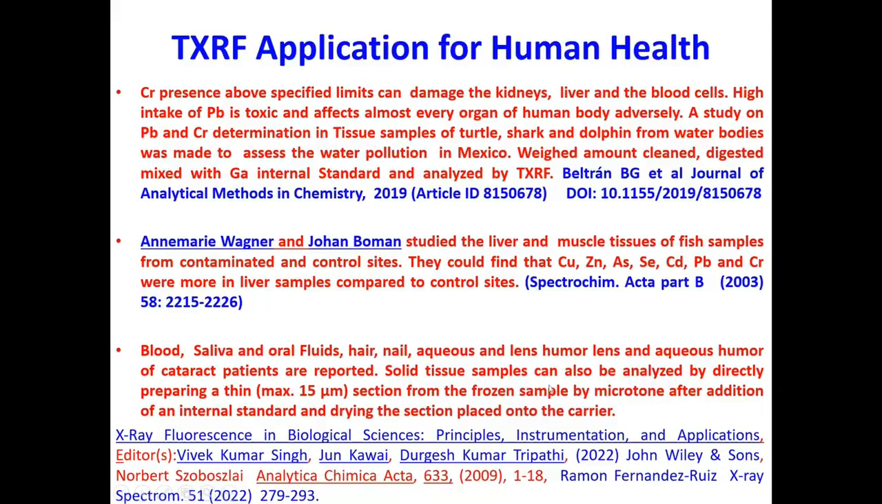Then solid tissue samples can also be analyzed by directly preparing a thin section, maximum 15 micron, from the frozen sample by microtome after addition of an internal standard, and drying the section placed onto the carrier. All these studies you can find in a recent book edited by Vivek Kumar Singh, Professor John Kawai, and Durgesh Kumar Tripathi, X-ray Fluorescence in Biological Sciences: Principles, Instrumentation and Applications. It has been published by John Wiley and Sons in 2022.